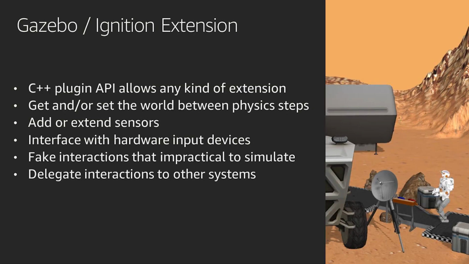Gazebo Ignition Extension. We have C++ plugins that allow you to extend any part of Ignition Gazebo. You can get or set any part of the world between physics steps and extend or add sensors as you need. And you can interface with hardware input devices. You can make fake interactions that are impractical to simulate and delegate interactions to other systems.